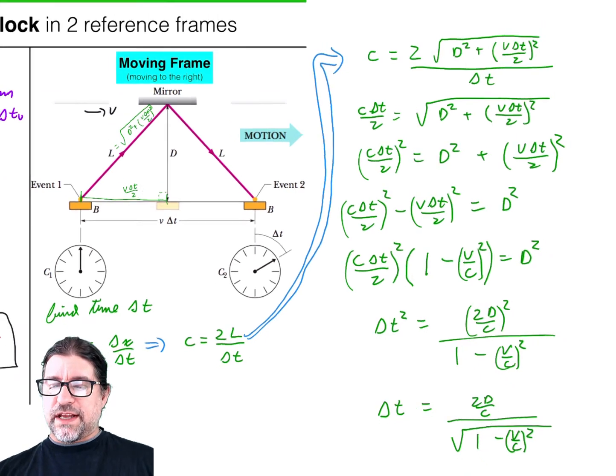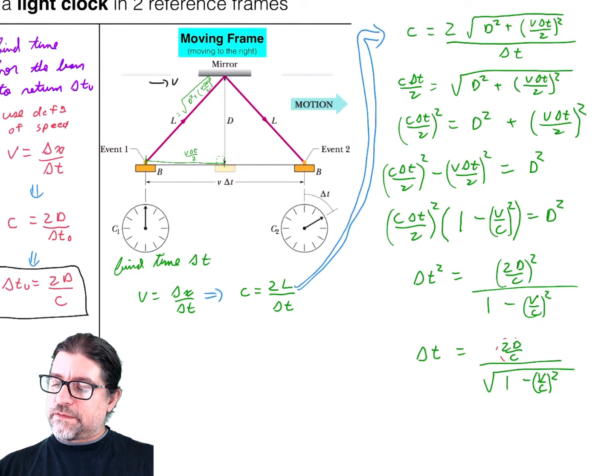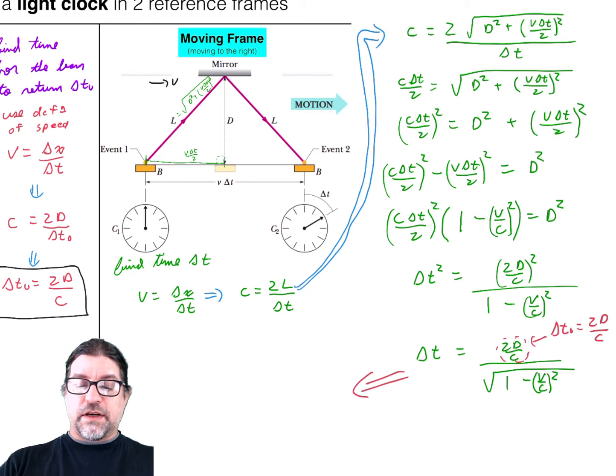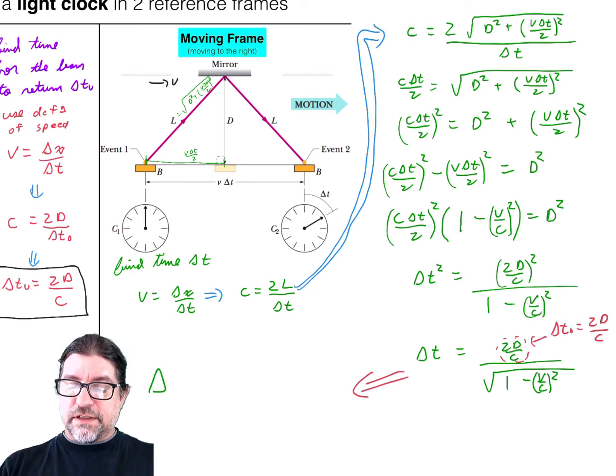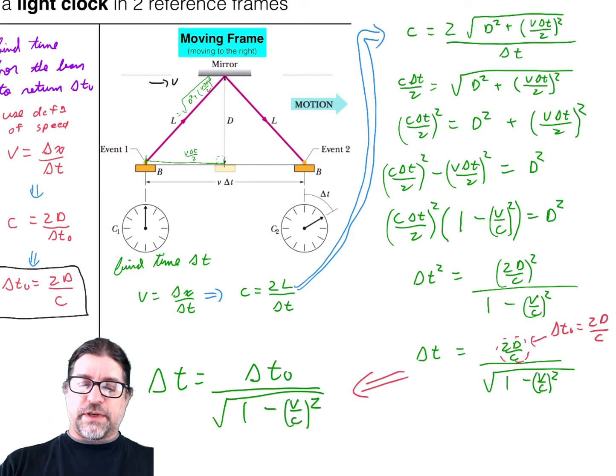So I have one last step that I'd like to do, and that's recognizing that this here is what we found earlier. We found that delta t naught is 2d over c. So we're going to replace that with delta t naught, and that gives us our final form of this equation, which is that delta t is equal to delta t naught all over the square root of 1 minus (v over c) squared.